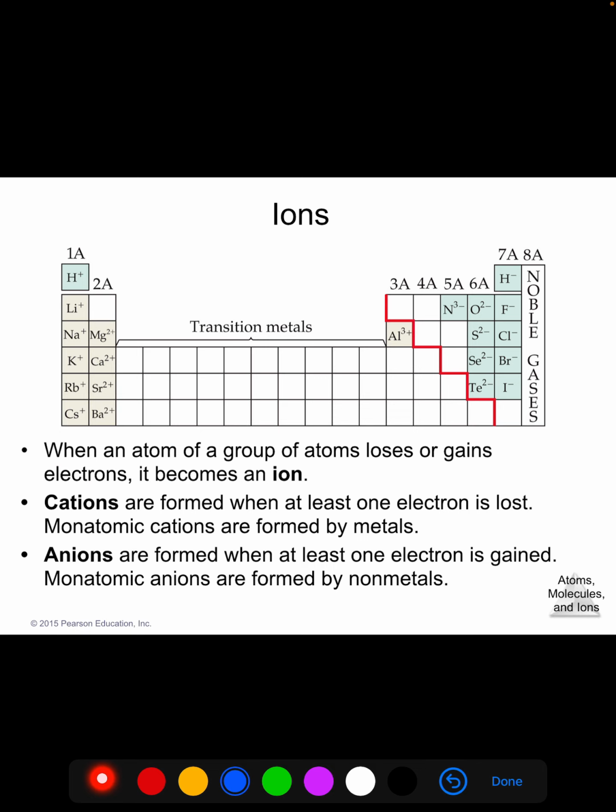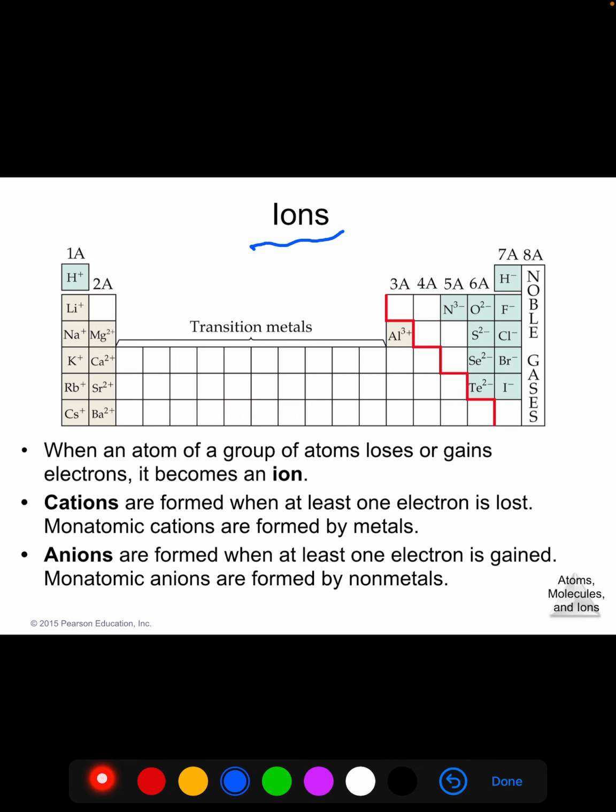If they gain or lose electrons so that the electrons and protons are no longer balanced, you don't have a balanced charge, but they acquire a charge, either a positive or a negative charge. And a charged form of an atom is termed an ion. And it's formed when an atom gains or loses electrons.